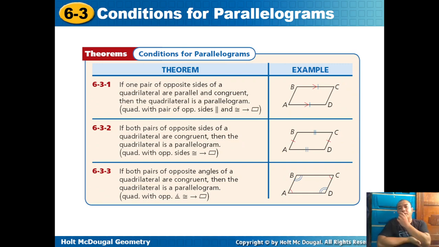So these are the conditions for parallelograms. Theorem 6-3-1: if one pair of opposite sides of a quadrilateral are parallel and congruent, then the quadrilateral is a parallelogram. Next, Theorem 6-3-2: if both pairs of opposite sides of a quadrilateral are congruent, then the quadrilateral is a parallelogram. And next, Theorem 6-3-3: if both pairs of opposite angles are congruent, then the quadrilateral is a parallelogram. Okay? So these are the conditions for parallelograms.